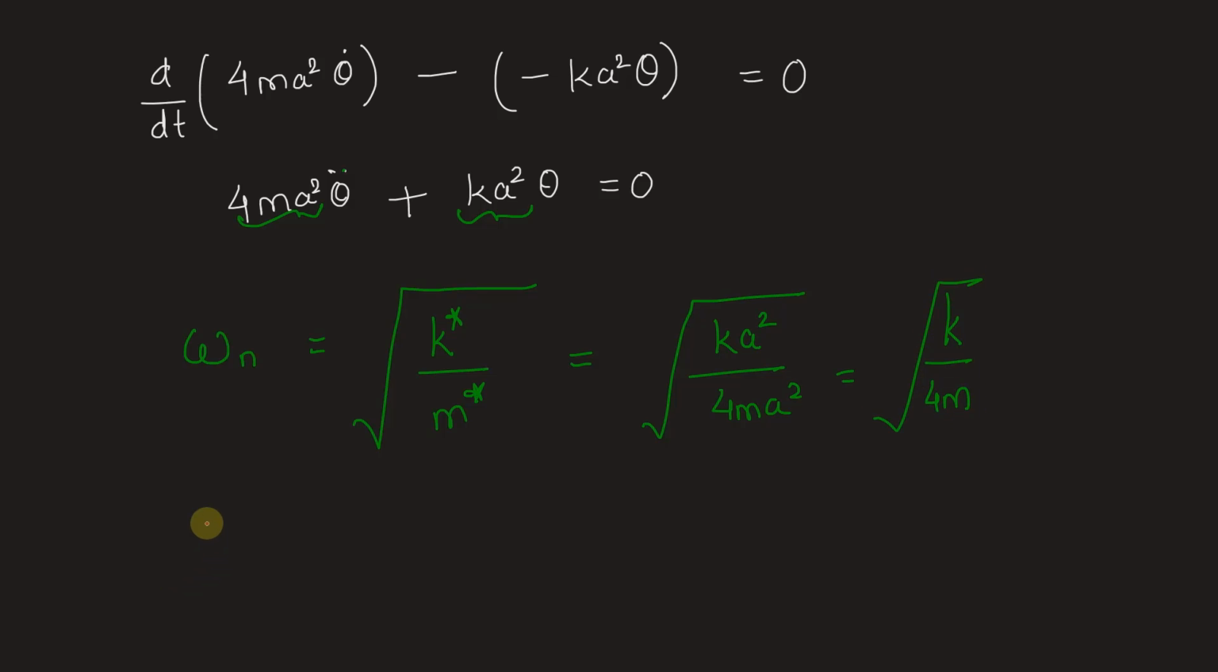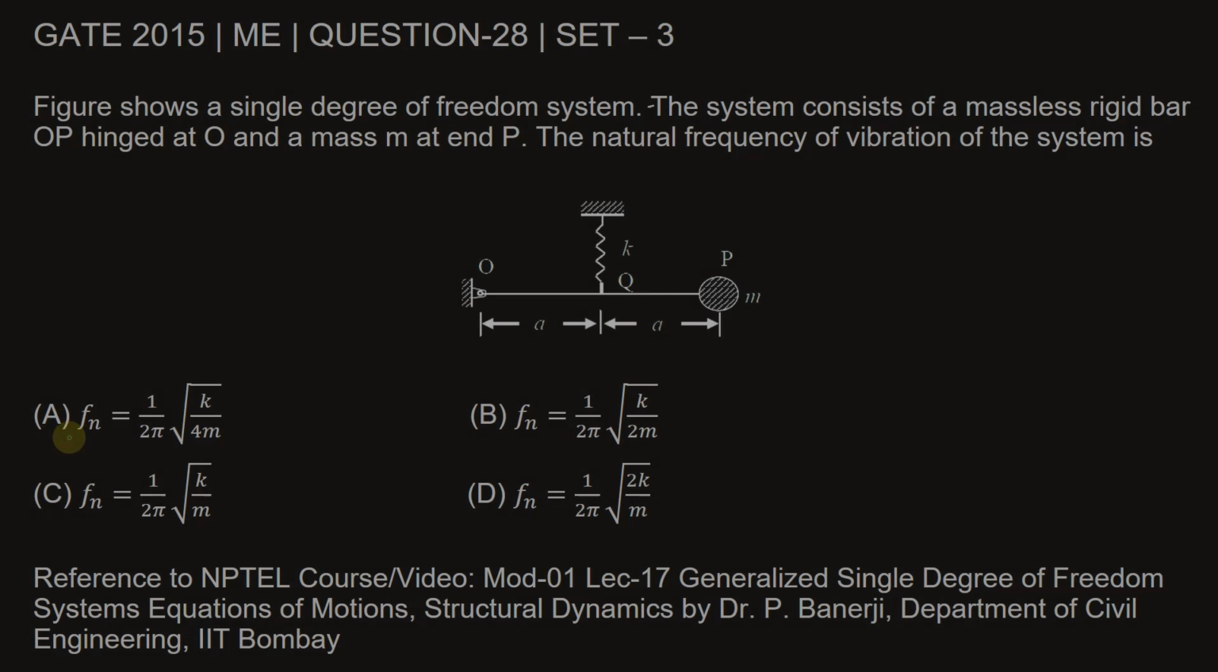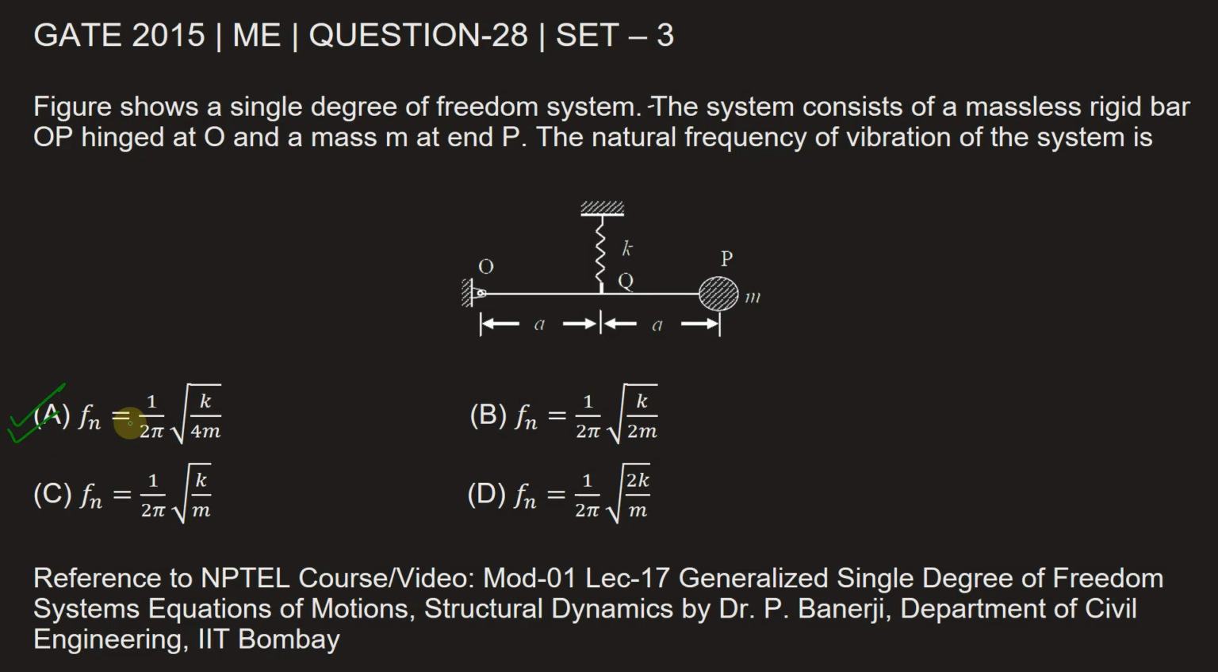We are asked in the question to find f. This is the angular velocity. So essentially omega n is given as 2 pi into f. So f can be given as omega n by 2 pi. Therefore f is 1 by 2 pi under root k by 4m. This is our final answer. Let's mark the correct option. So the correct option is option A: fn is equal to 1 by 2 pi root over k by 4m.